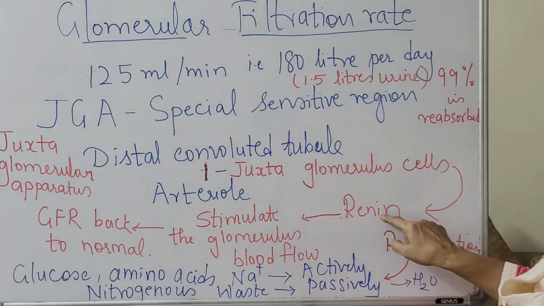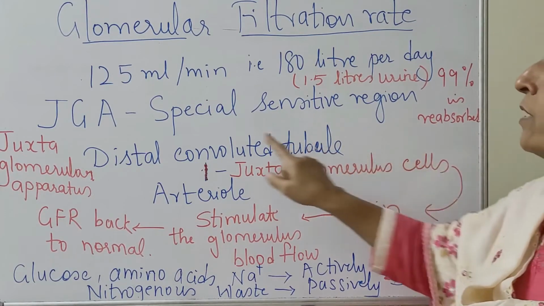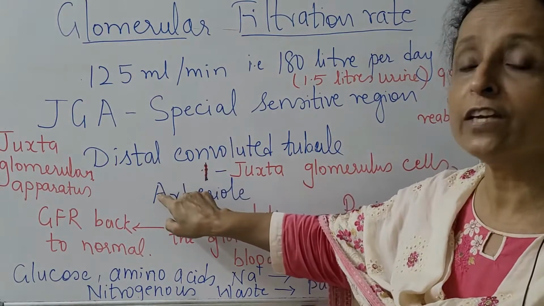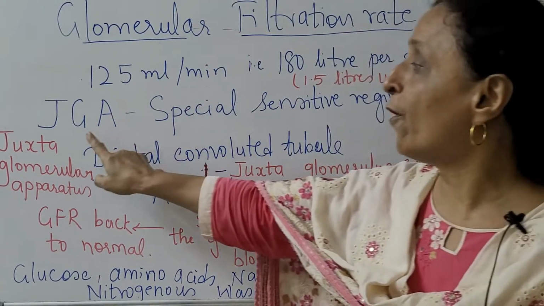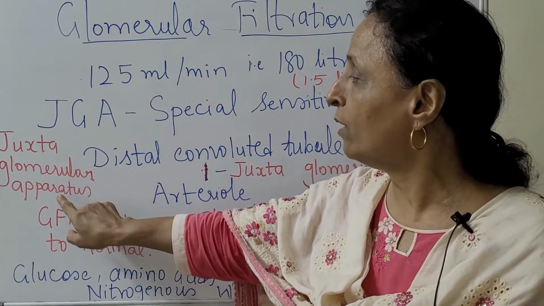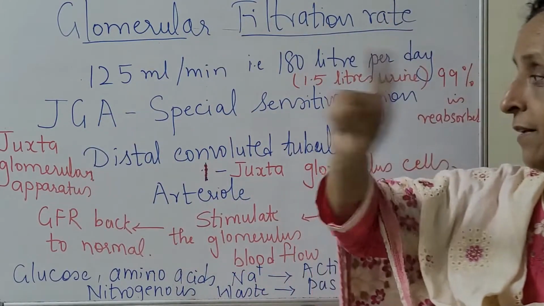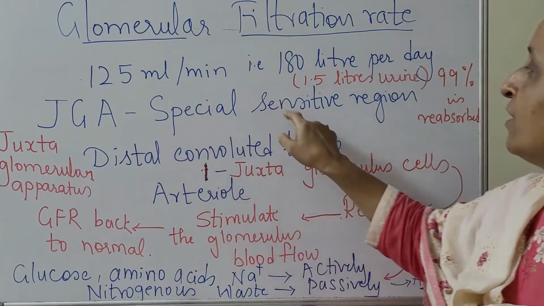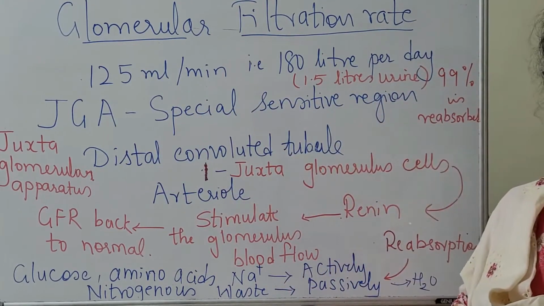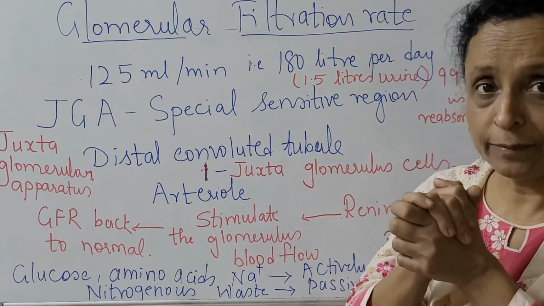The chemical renin, which is produced by the juxtaglomerular cells, which are at the junction of the arteriole and distal convoluted tubule, and it forms the juxtaglomerular apparatus. So this is how it works. JGA, a special sensitive region, maintains the filtration rate.